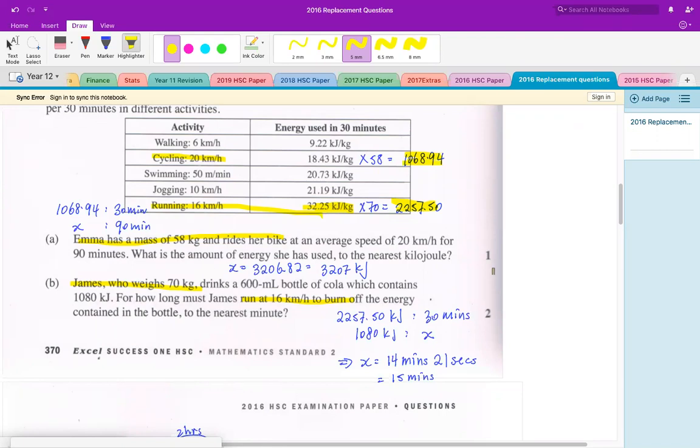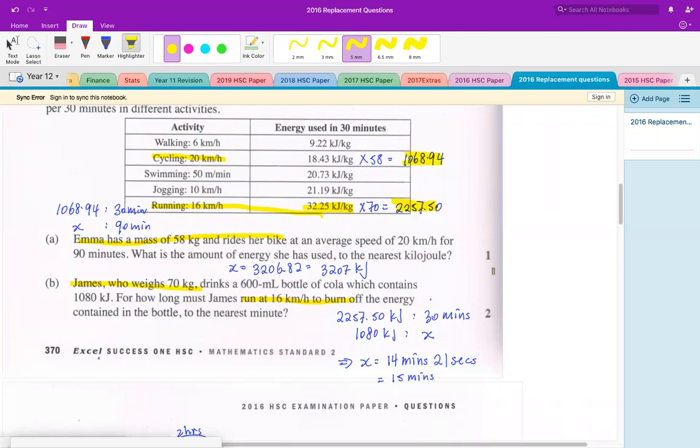You'll get a decimal, but you just have to use the degree button to change it into minutes and seconds. And even though it says to the nearest minute, and technically you need to round it down to 14 minutes, and I know that's what the answer did as well. But then he wants to burn off the energy in that bottle. So he needs to at least exercise for 14 minutes, 21 seconds to actually burn off that bottle of Coke, right? Which means if we are looking at whole numbers, he needs to at least be running for 15 minutes.